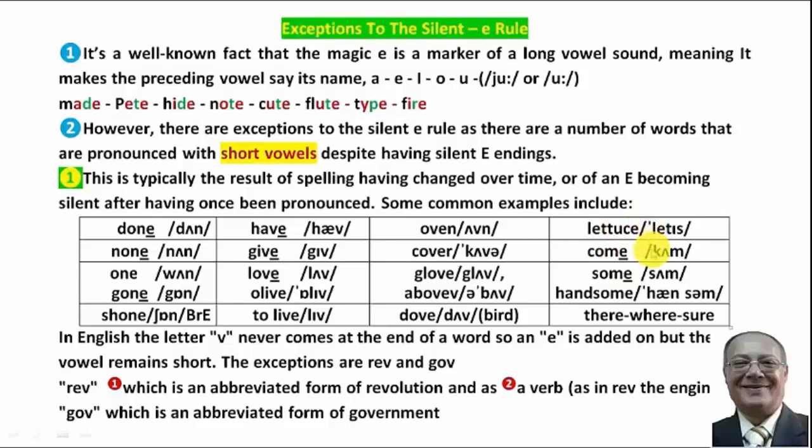lettuce, come, some, handsome, there, were, sure. In English, the letter V never comes at the end of a word, so an E is added on, but the vowel remains short. The exceptions are rev and gov. Rev, which is an abbreviated form of revolution, and as a verb, as in rev the engine. Gov, which is an abbreviated form of government.